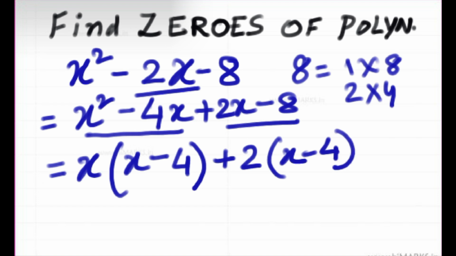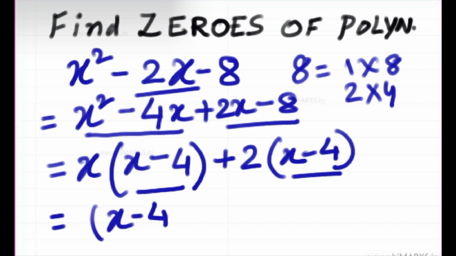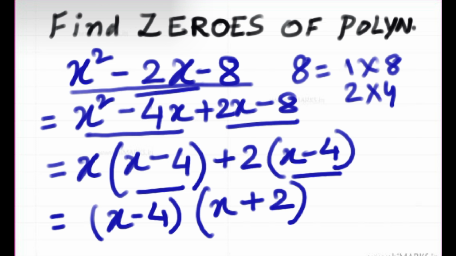Now observe that in the first part one term and in the second part this term is common again. So in the next step, between these we will take x minus 4 itself common. The remaining part from the first is x, and from the second part 2 is remaining. The given equation is now broken into two parts as a product.